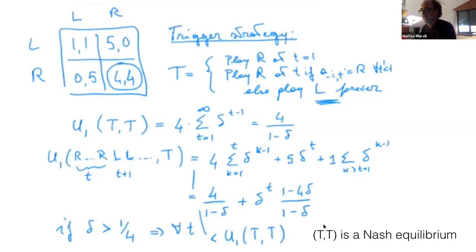So the remarkable thing here is that because of the threat of this trigger strategy, when you repeat this game many times, you are able to achieve a payoff of 4-4, which is not a Nash equilibrium of the single stage game. This is one of the important insights of repeated games: when you repeat the same game, the outcome can be very different from the outcome of the single stage game.